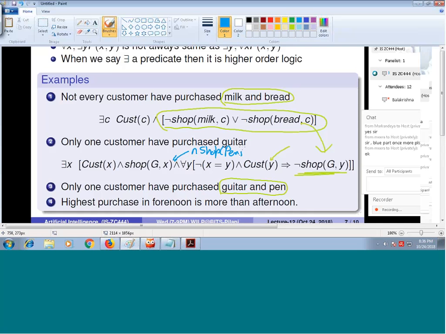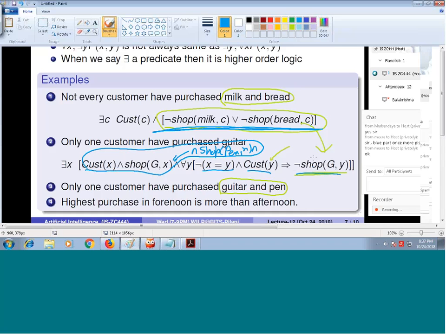And x. I think this should be clear to you. Customer X shopped, and one more thing you put over there. And for every Y who is not equal to this and who is a customer, they only have to satisfy this: both things they should not buy. So this you can put over here.